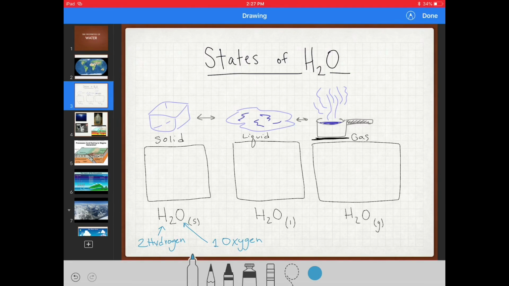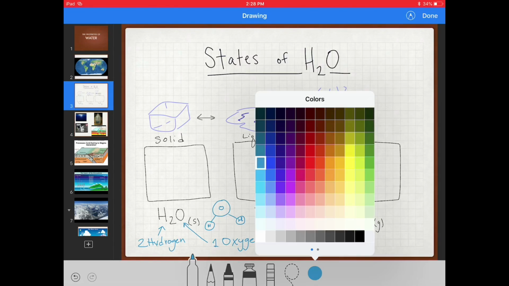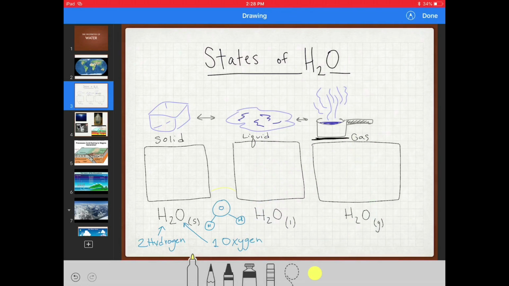Now, oxygen is much larger than hydrogens, so when we draw a water molecule, it would look something like this, where this larger atom would be the oxygen, and then there's two hydrogen atoms that are attached, which makes this whole thing right here a water molecule. Two hydrogens and one oxygen.